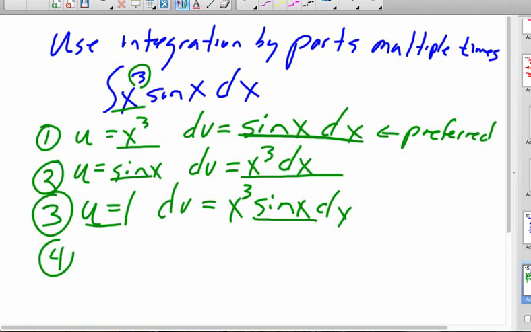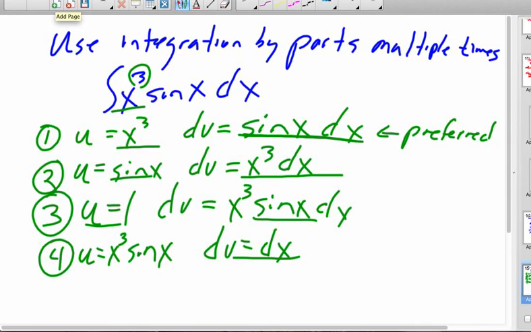So number 4, my last option that I want to take a look at, is I'm going to let u equal x cubed sine of x, and dv then is going to be my dx. This is always a good one to look at. The problem is, and that works well, except that again, when I integrate that, I'm going to raise the power of x. This is a product rule. That thing's not going to look good at all. It's sure not going to make it simple.